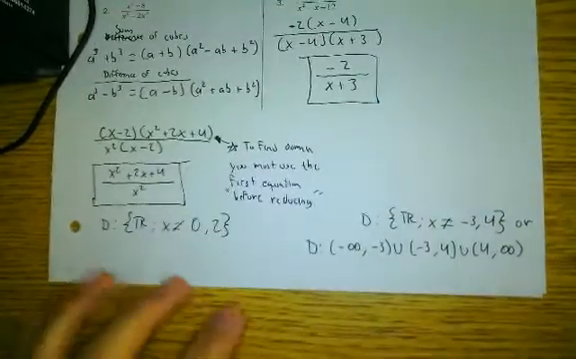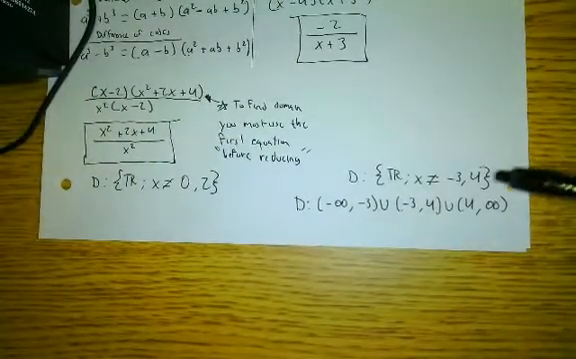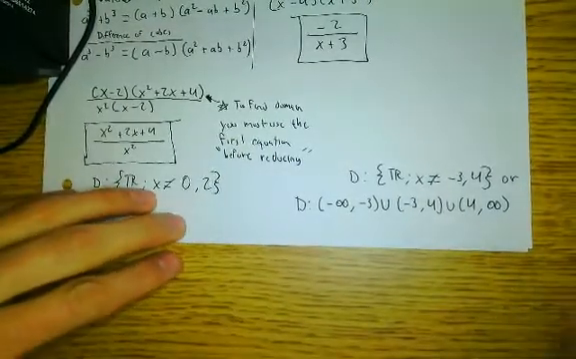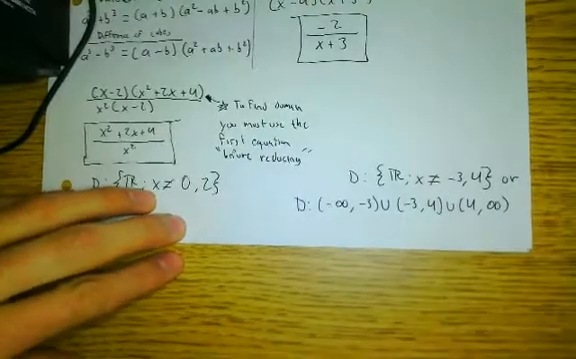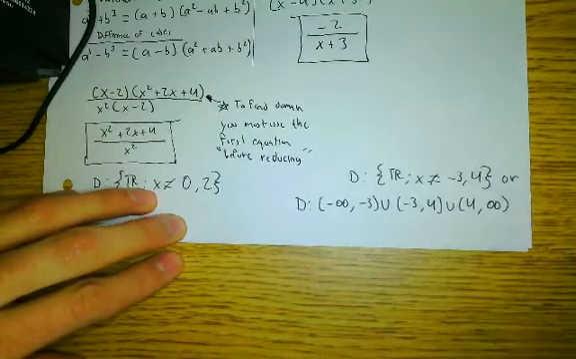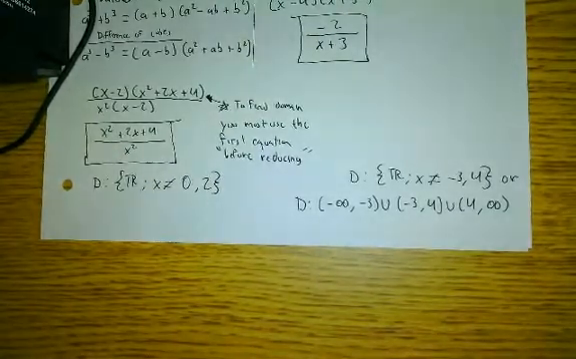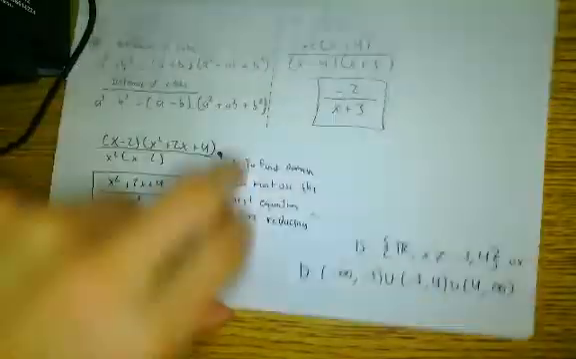And for the domain, I went ahead and wrote the domain in both types of notation. The reason why I did that is because you have several values this time where you cannot have an x value, so you're going to have more of these intervals. Okay? Questions? Good? Alright, let's go ahead and keep going.